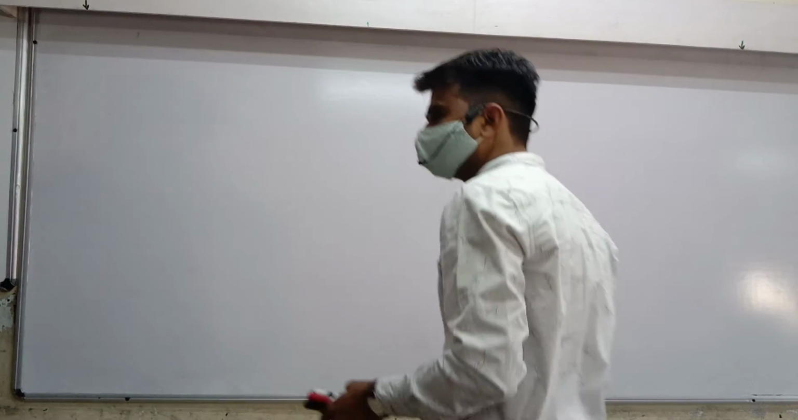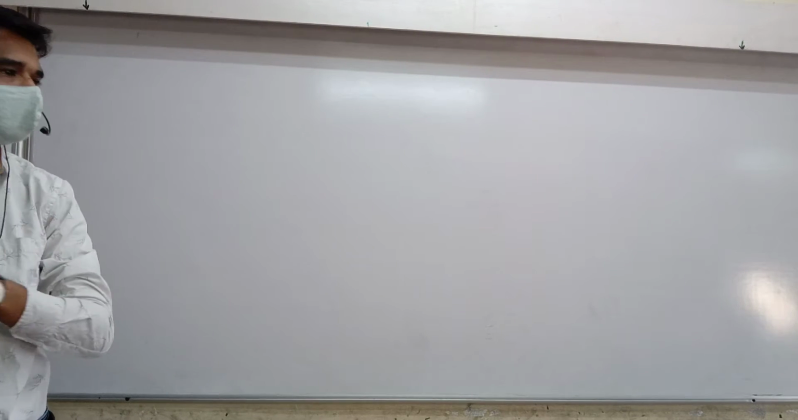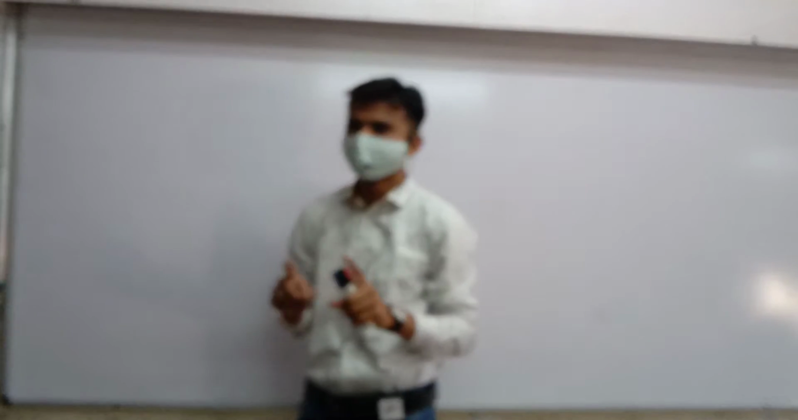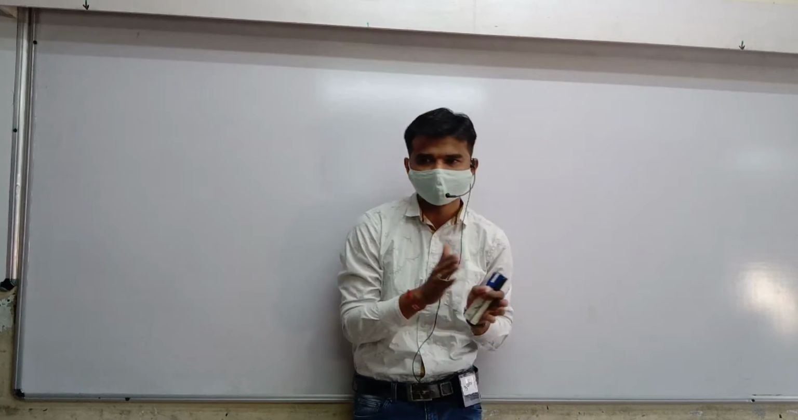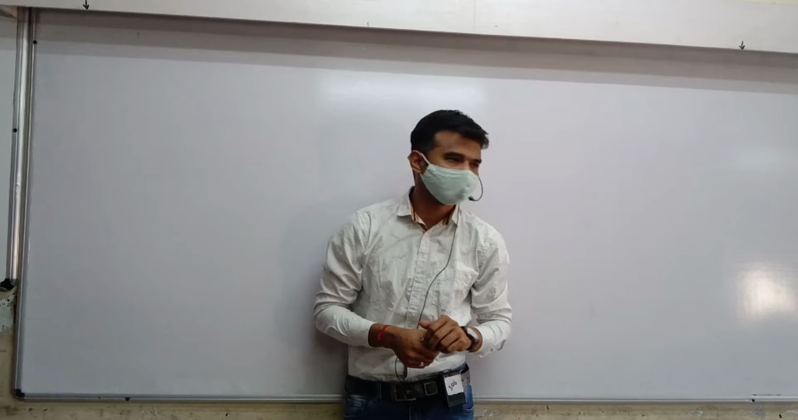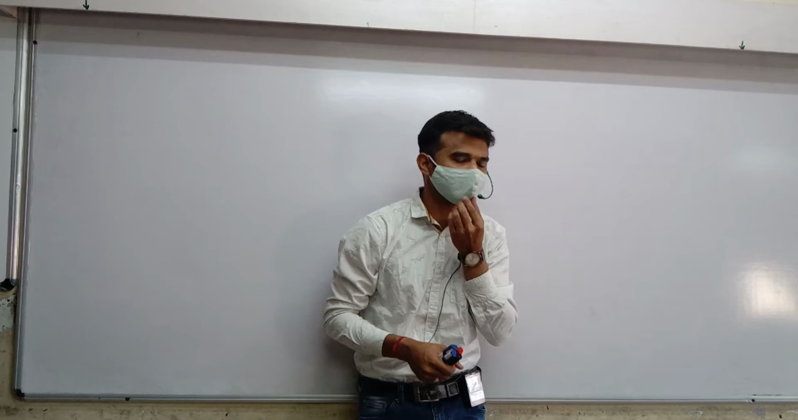Last lecture, we finished the nervous system basic chart. The nervous system is divided into two parts: central nervous system and peripheral nervous system. The central nervous system consists of the brain and spinal cord. Today we will discuss it.